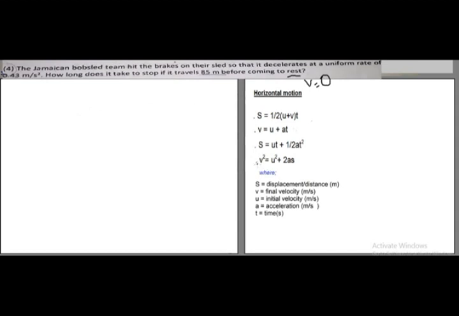Now for this question, it's proper we use this equation so that we can calculate the initial velocity. The initial velocity is not given, and then we can substitute into that equation and calculate the time, because the question is asking for the time, how long. So let's go ahead and solve the problem.